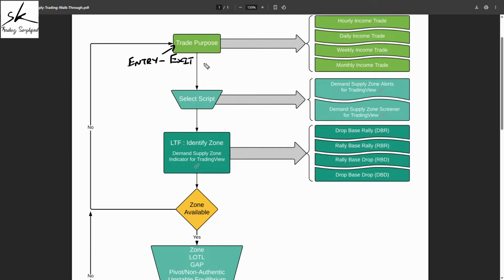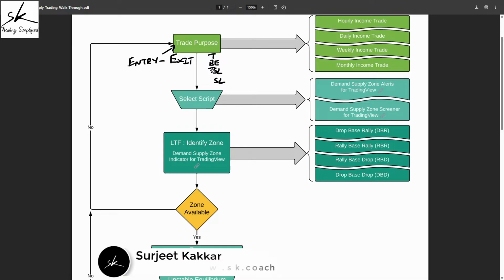Now, when I'm talking about the exit, it can be the target, it can be break even, it can be the trailing stop loss, it can also be the stop loss, any kind of exit. So again, by exit, we do not mean only a profit exit. It can be a profit, it can be break even, it can be a small profit, it can also be a stop loss. So why do we need to start with the trade purpose?